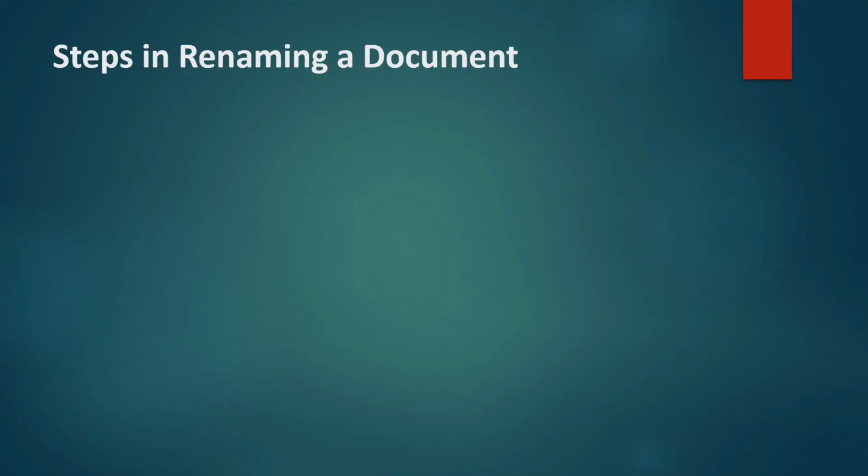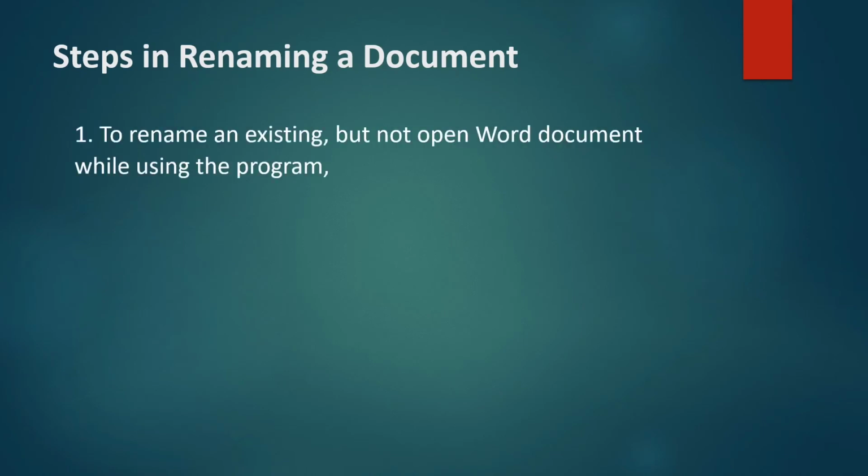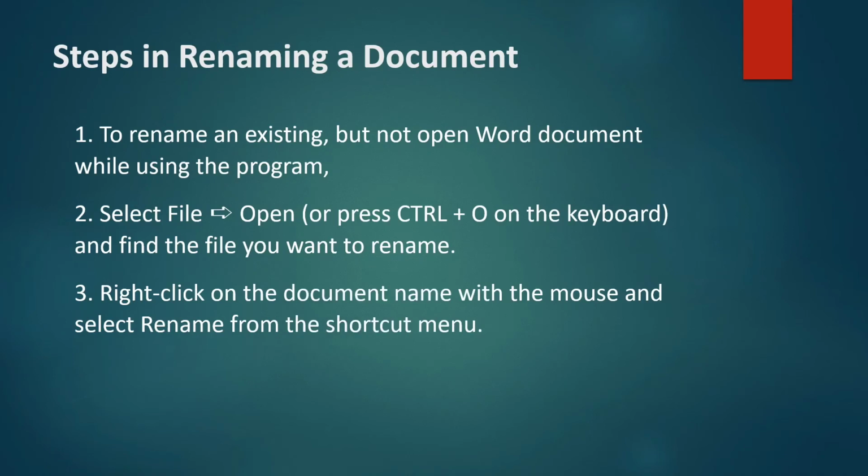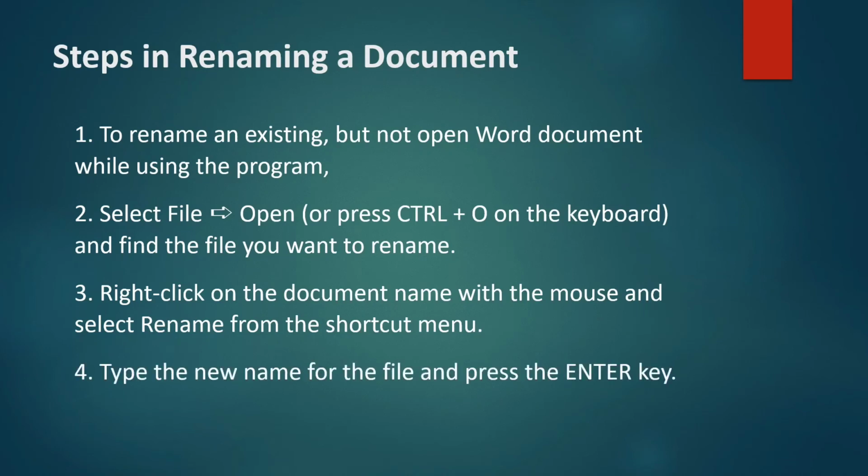Steps in renaming a document. To rename an existing but not open Word document while using the program, select File and then Open, or press Ctrl together with the letter O on the keyboard and find the file you want to rename. Right-click on the document name with the mouse and select Rename from the shortcut menu. Type the new name of the file and press the Enter key. That's so easy.